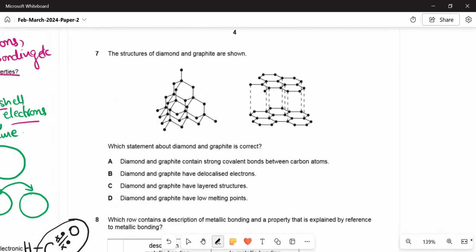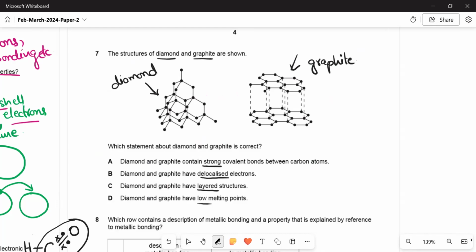Next question is, the structures of diamond and graphite are shown. Which statement about diamond and graphite is correct? Now, from these two, this structure is of diamond, and this is the layered structure of graphite. Which statement is correct? Diamond and graphite contain strong covalent bonds between carbon atoms. Diamond and graphite have delocalized electrons. Diamond and graphite have layered structures. Diamond and graphite have low melting points.